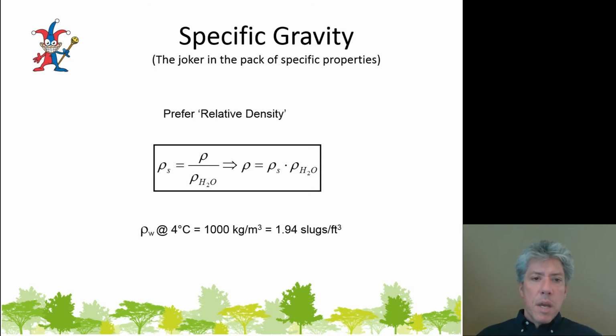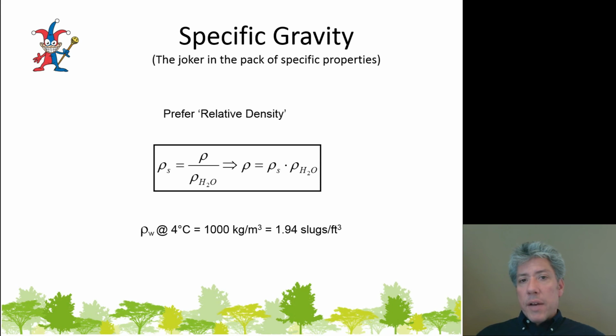Unfortunately, rho is not really a good symbol there. SG, I think, is a better symbol. But this is the way your author describes it, so I've left it this way. But SG is a dimensionless thing, right? Specific gravity. It's density over density, and so the units cancel.